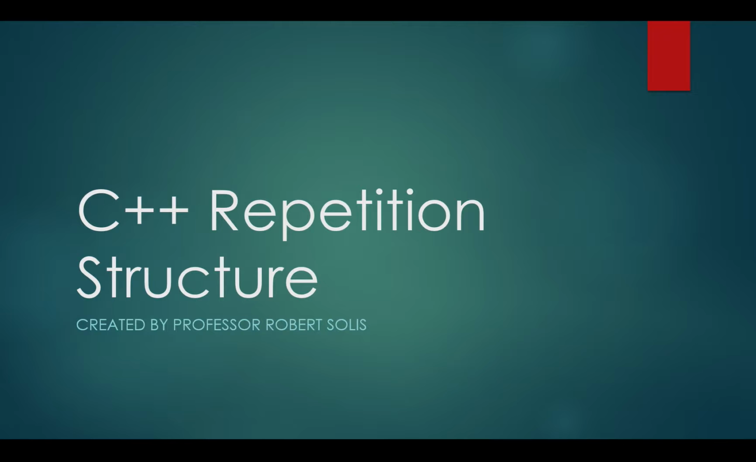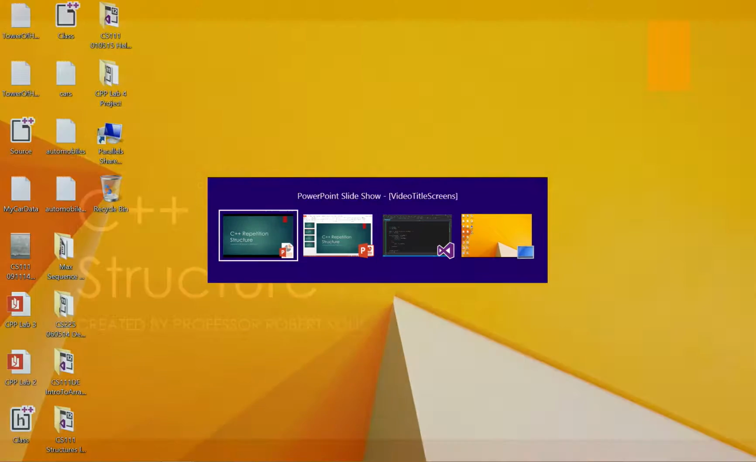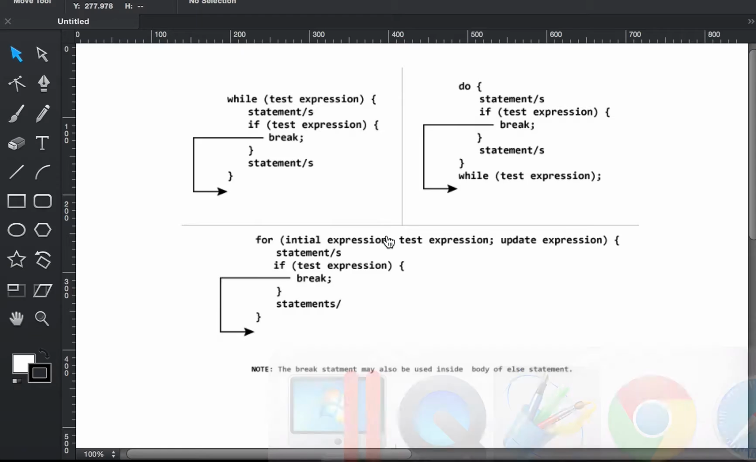We're going to be talking about the C++ repetition structure. Specifically, we're going to be talking about the break and the continue command. Let me switch over here to my graphics program to illustrate this.